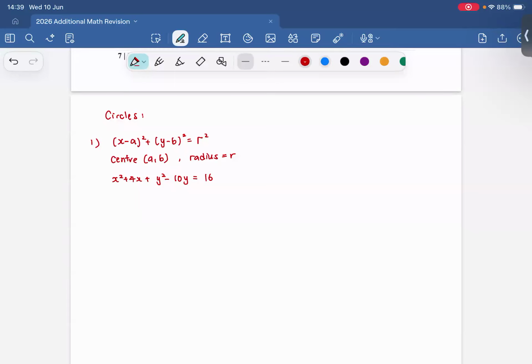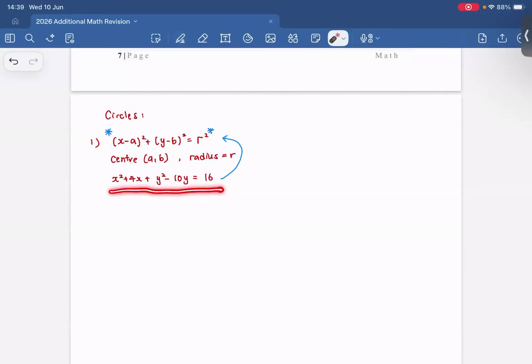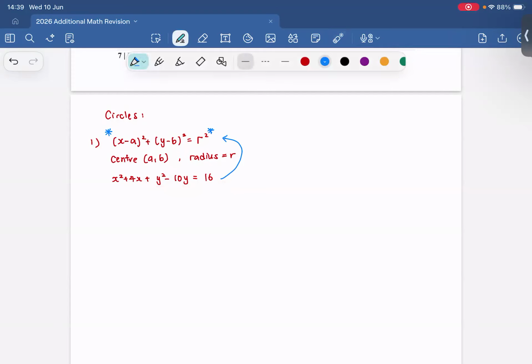So how do you change from this form to this form? I forget which one. One is called the general form, one is called the standard form. But what I do is always use this. Why? Because this form cannot give you any idea of what the center is, what the radius is. And how do you change this form into that form? We do completing the square. I say completing the square is very important.